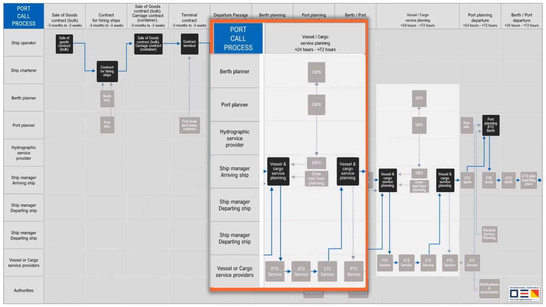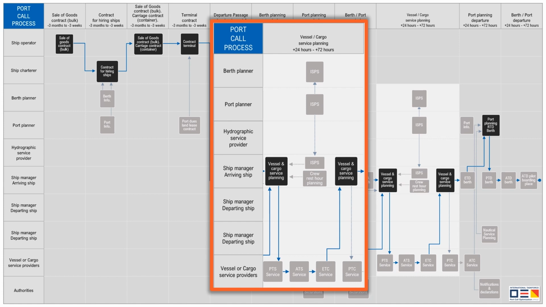The planning of all services is based on the same principles. Estimated time of starting, or ETS, and completion of service, ETC, comes from the service provider. Requested time of starting, or RTS, and completion of services, RTC, comes from the ship manager. Planned time of starting, or PTS, and completion of services, PTC, comes from the service provider to the ship manager.